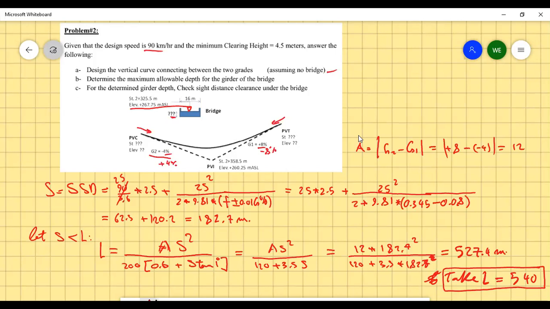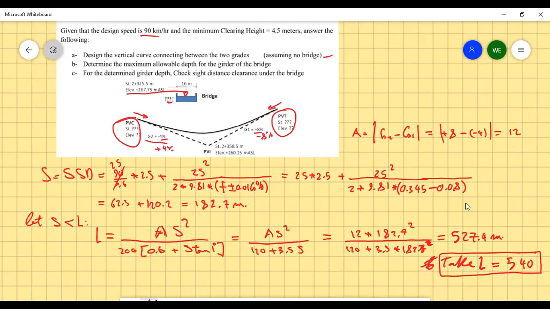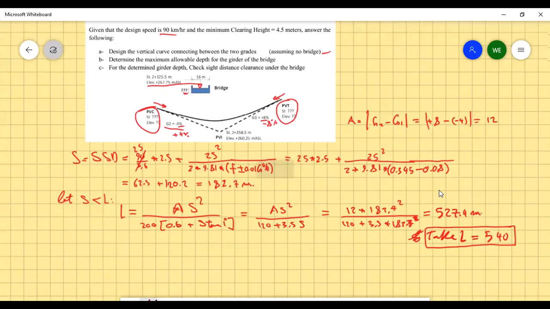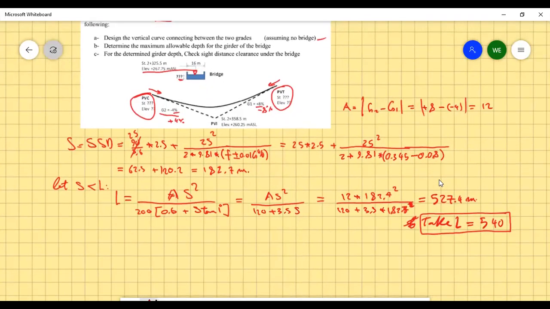Now we want to calculate the BVC and BVT, but before doing this we need to make the checks for the safety of this design, because it's a sag curve. Here, check for the sag curve.